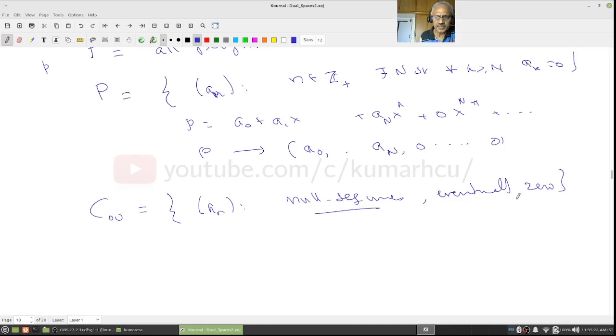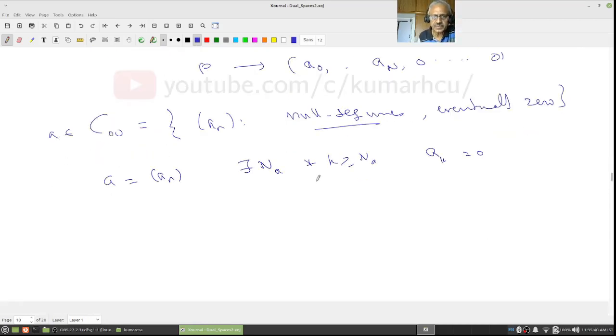What do you mean by eventually 0? That is, given A here, A is of the form a_n. For this A, there is a natural number N_A, so that for all k greater than or equal to N_A, a_k is 0. Right? The picture is as I drew earlier. Let me assume this sequence is indexed by n from Z plus. So a0, a1, up to a_N_A, after that 0, 0, 0, 0. Okay, this is the vector space.